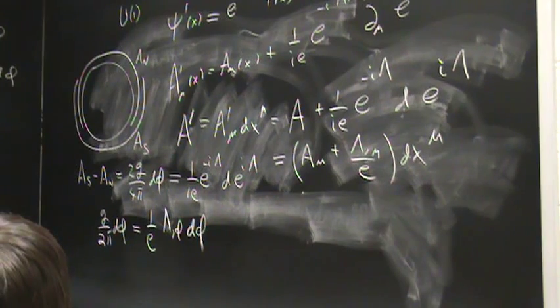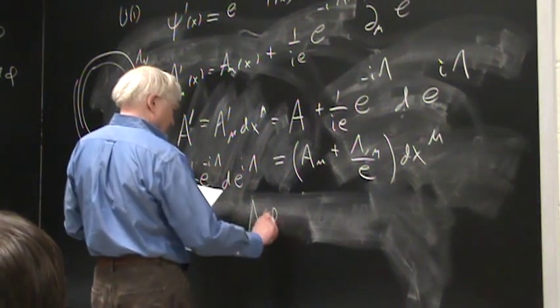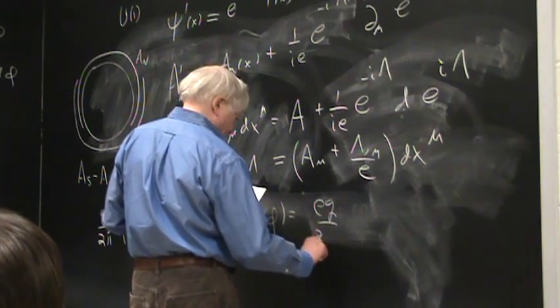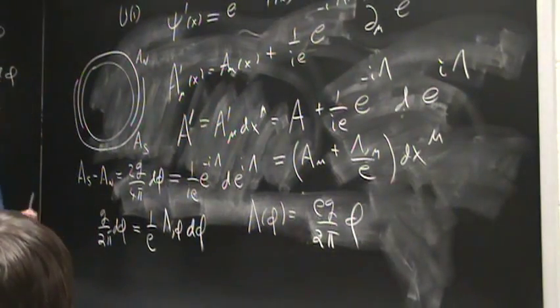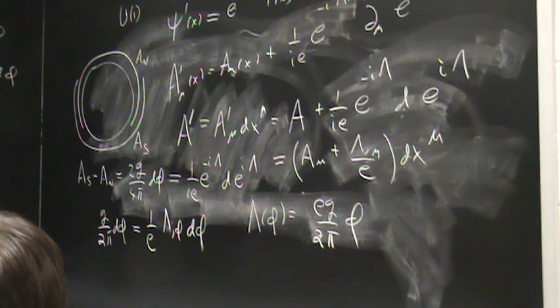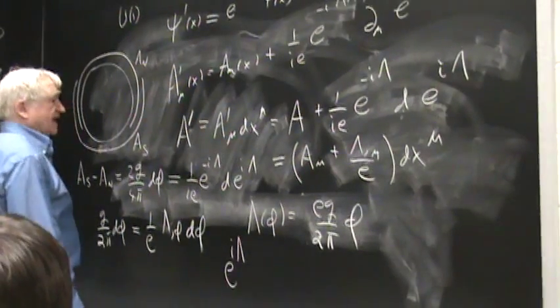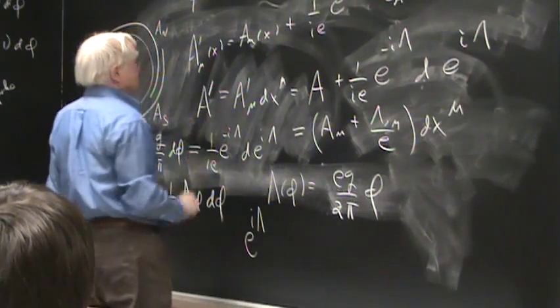We could get lambda just to depend upon phi. And then we see we have a possible candidate here. Lambda of phi is just eg over 2 pi times phi. All right, but for sure we need that e to the i lambda be single valued. Because, for example, that's how the field psi transforms.